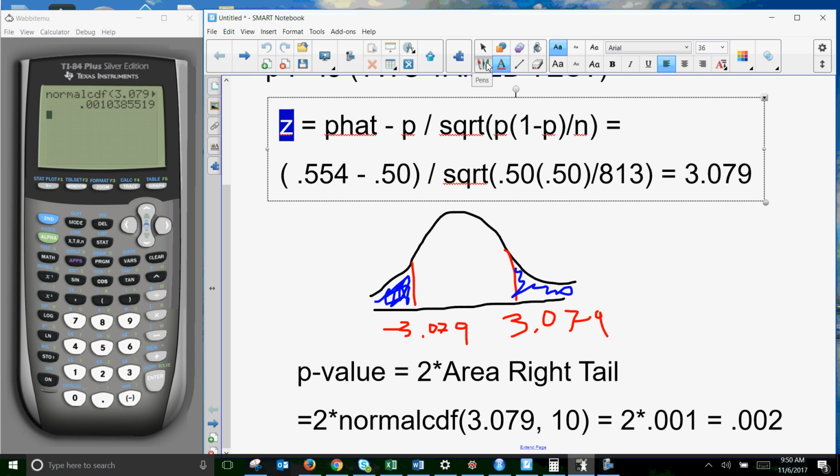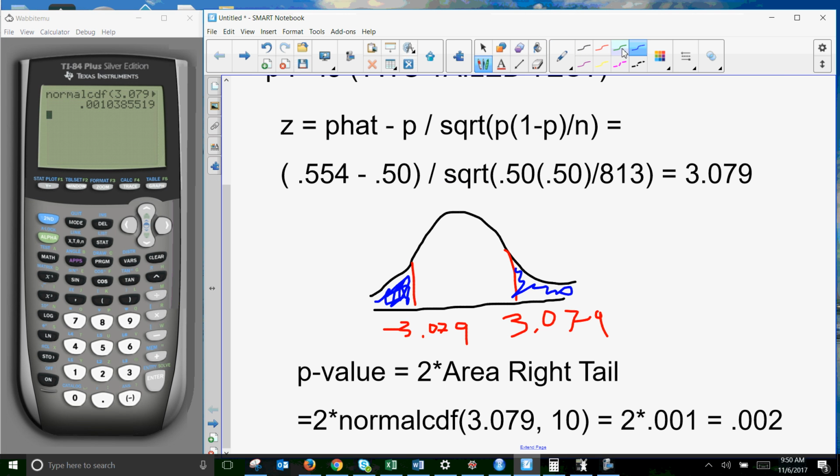So again, let's just write that in. This area right here was 0.001, which means this also has to be 0.001. So 2 times that, of course, is 0.002. This is my p-value.